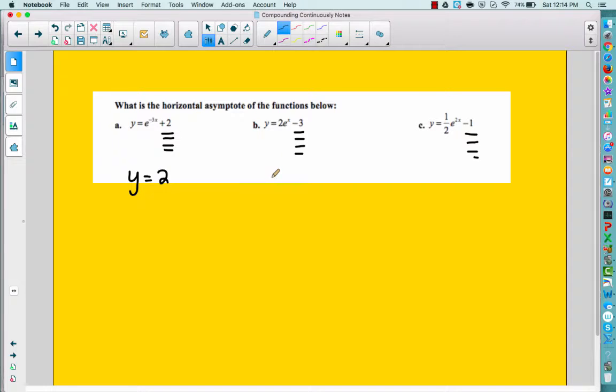In this one, this graph is being shifted down 3, so my horizontal asymptote is y equals negative 3. And in this case, my horizontal asymptote is being shifted down 1, so from y equals 0 to y equals negative 1, those horizontal line equations. But we're not going to do too much graphing with e. I just want you to get an idea of how it relates to the growth function.